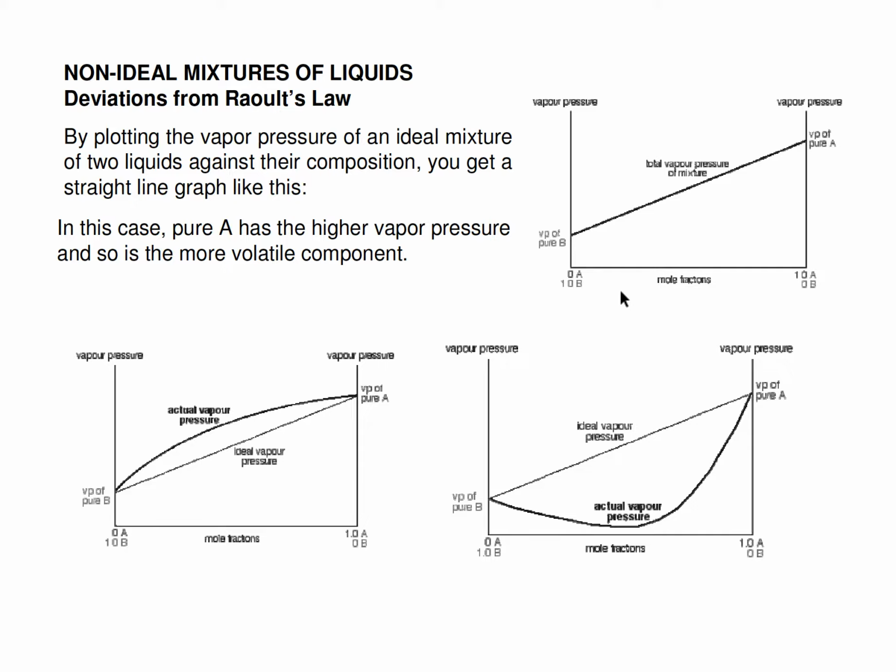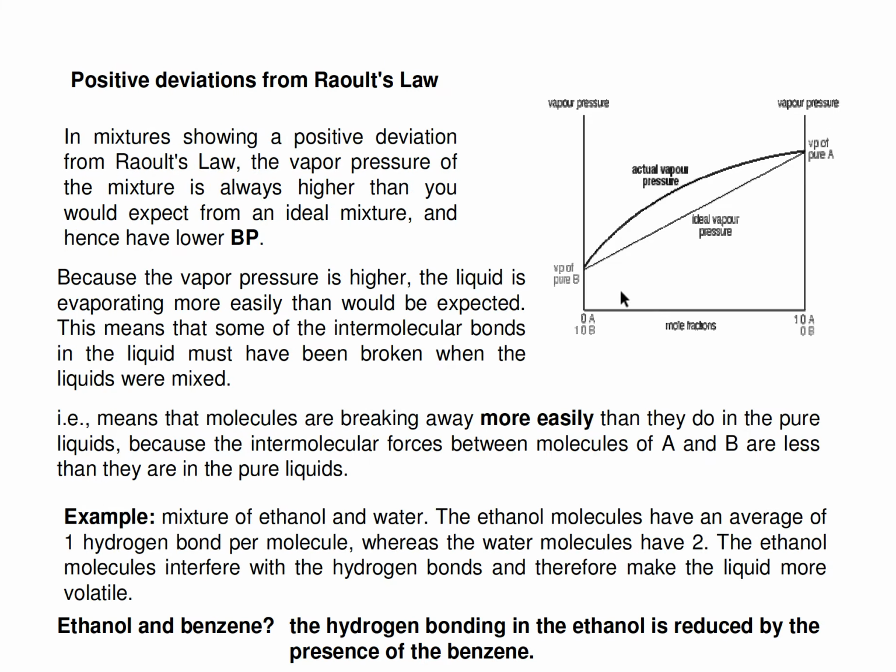So basically, it is the different parameters, and in this case we can see that pure A has the higher vapor pressure, and so is the more volatile component.